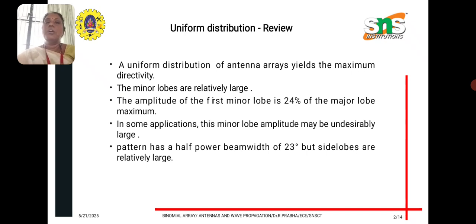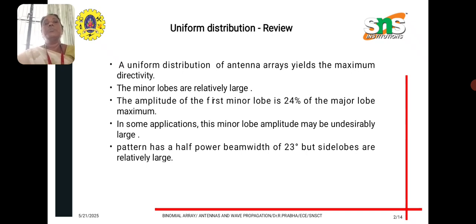Now, the first part is uniform distribution. The antenna current amplitude in arrays can be of two types. One is uniform distribution and another one is non-uniform distribution. A uniform distribution of antenna arrays gives the maximum directivity, and the minor lobes are relatively large, which is an unwanted property for some particular applications.